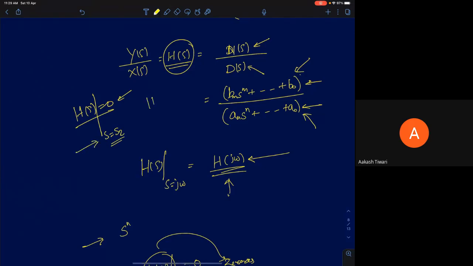Similarly, if H(s) blows up to infinity for some values of s, meaning your denominator polynomial is going to 0 at that point. So these are the roots of the denominator polynomial. The roots of the denominator polynomial are the points where your transfer function blows up to infinity. So those values are called poles.